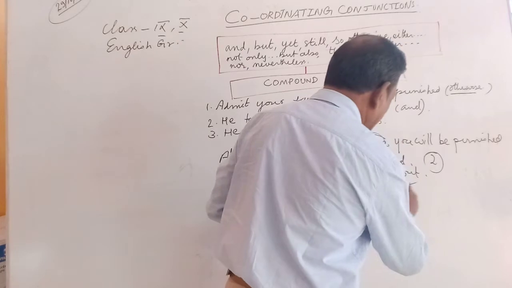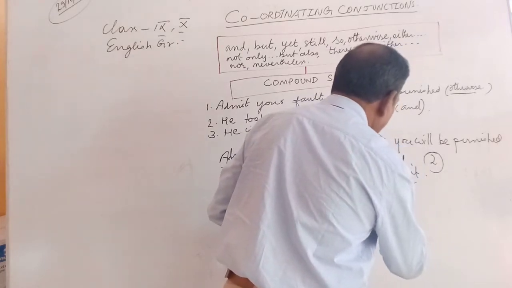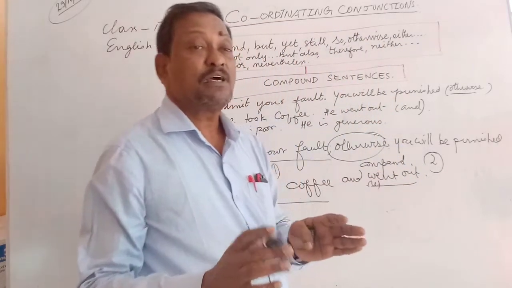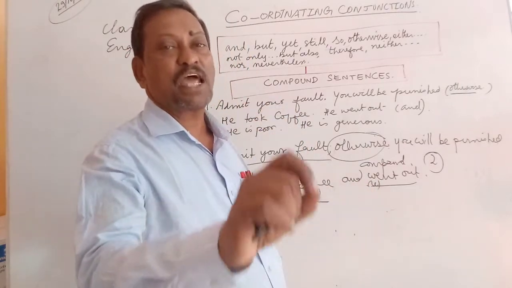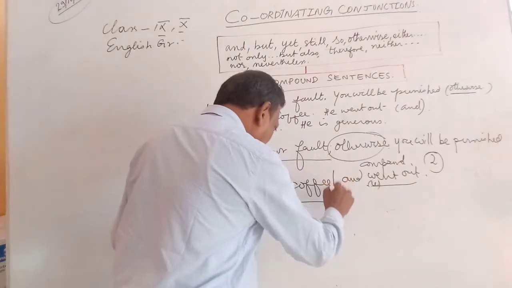Went out, which means he went out. The word "he" is hidden. It is omitted, but it is there. But we don't write it. So this is one principal clause.